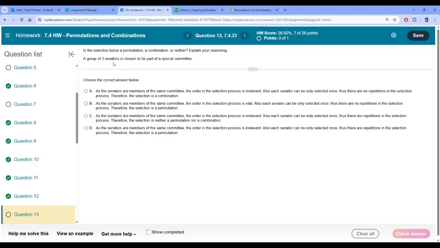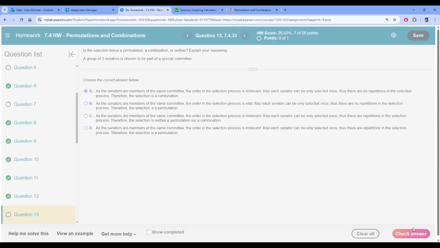A group of 3 senators is chosen to be part of a special committee. This is going to be a combination because it doesn't matter who I pick first, it's still the 3 senators. So this is a combination. It's A.